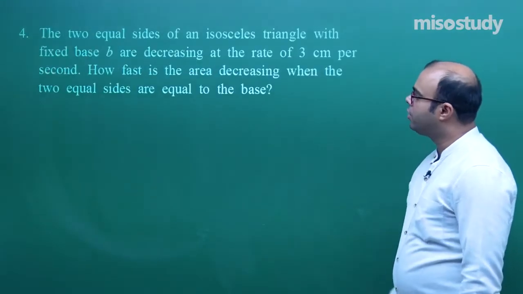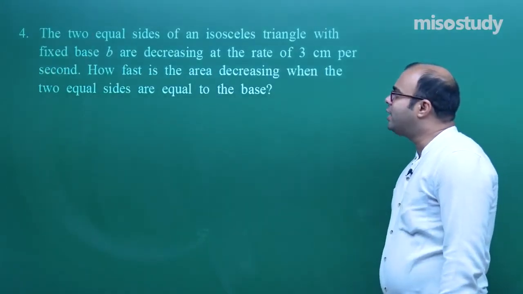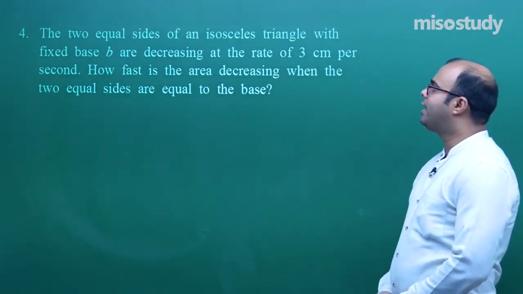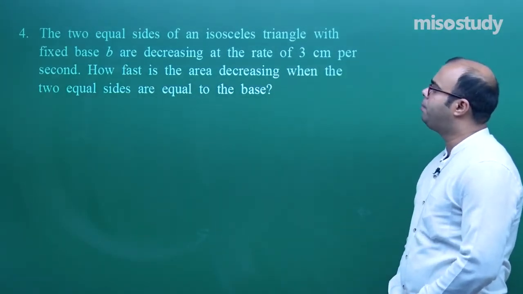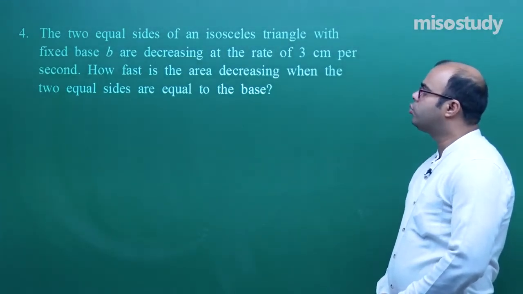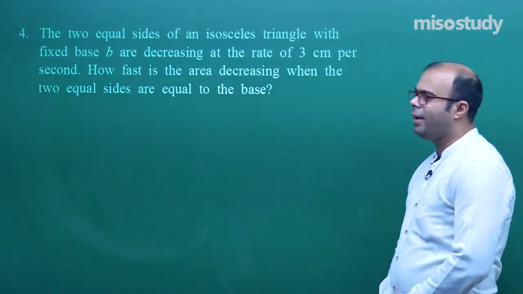Now next question, the two equal sides of an isosceles triangle with fixed base B are decreasing at the rate of 3 centimeter per second. How fast is the area decreasing when the two equal sides are equal to the base?